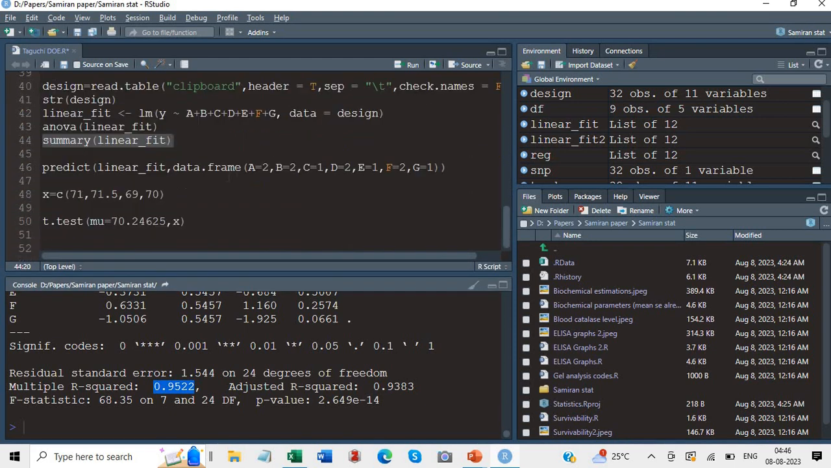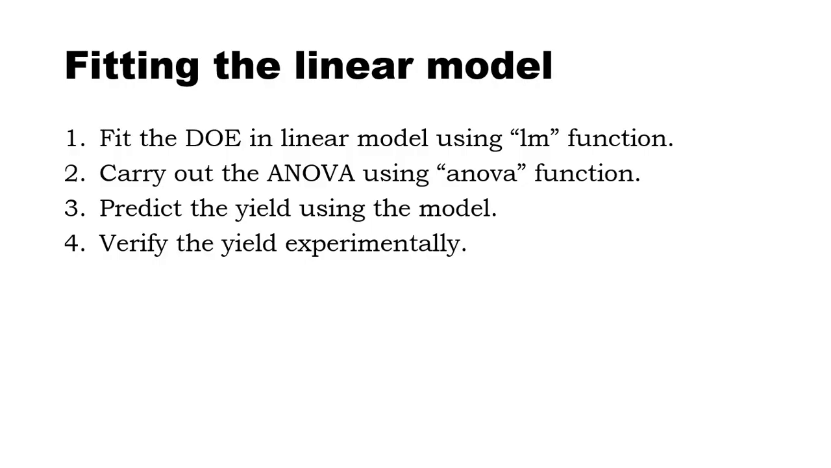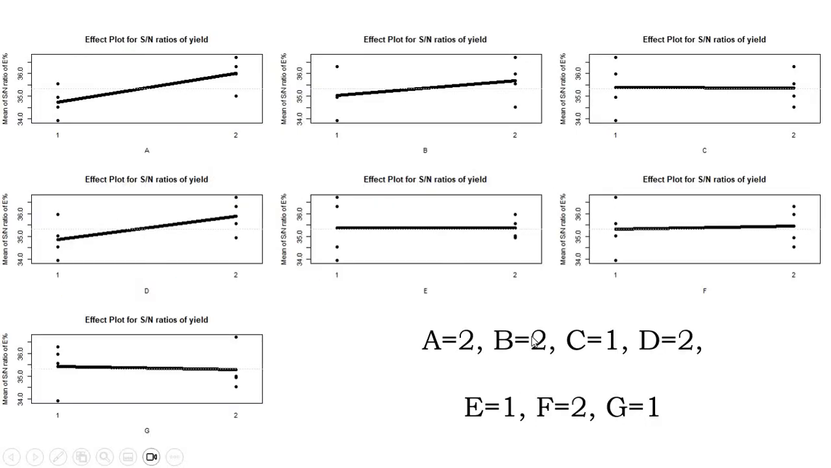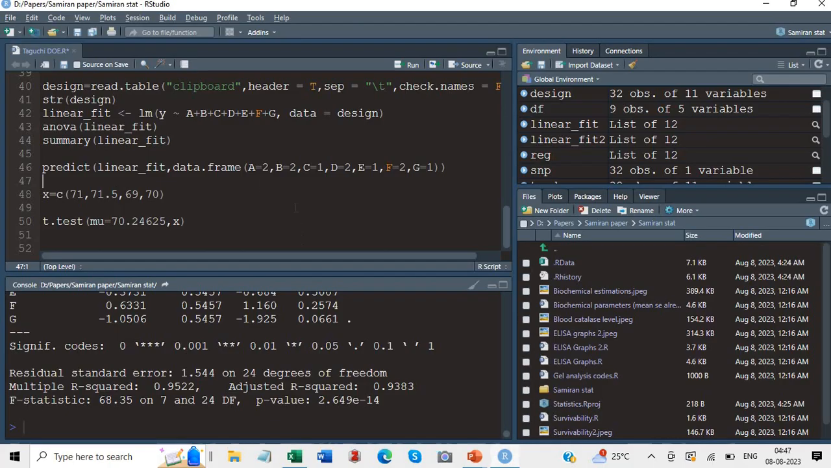For prediction, we use this predict function, then the linear fit, the name of the vector for the regression, then data.frame, and a is equal to 2. If you remember, this was our optimized setting. So a is equal to 2, b is equal to 2, c is equal to 1. The same thing we have to write in the predict function.